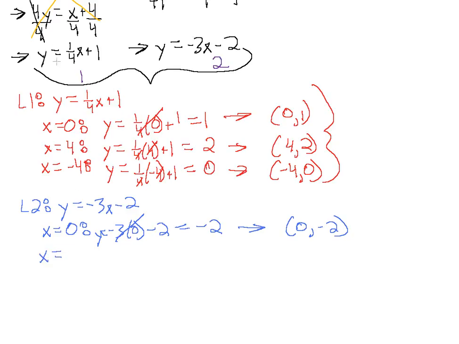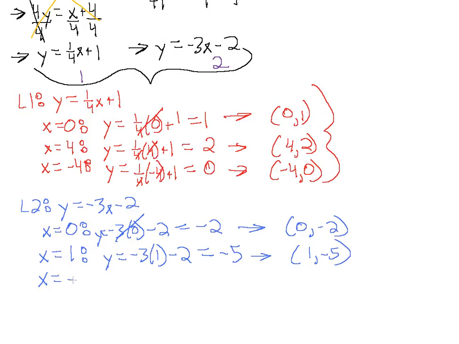And we can go back to picking some very simple points of 1 and minus 1 for our other two x values. y equals minus 3 times 1 minus 2. Minus 3 and 1 is minus 3. Minus 2 is a minus 5. So we get the point 1 and minus 5.